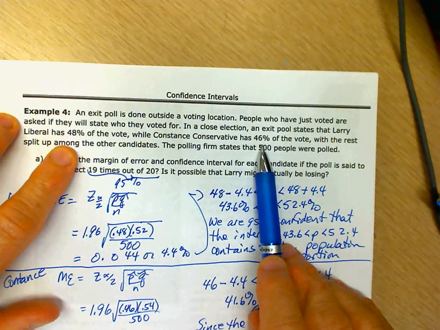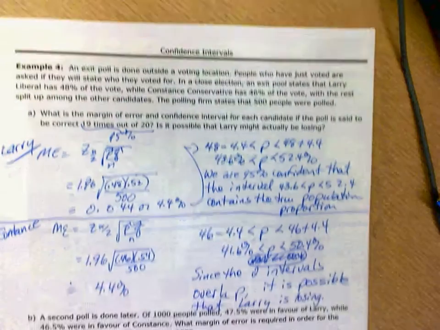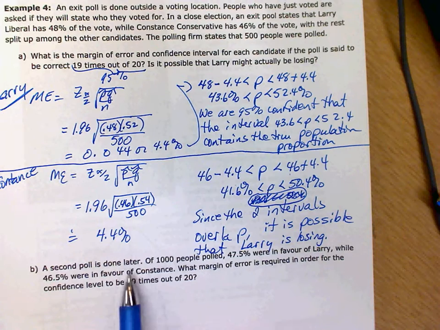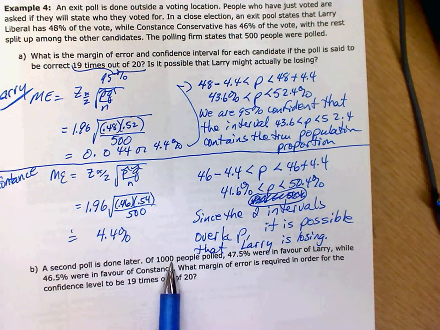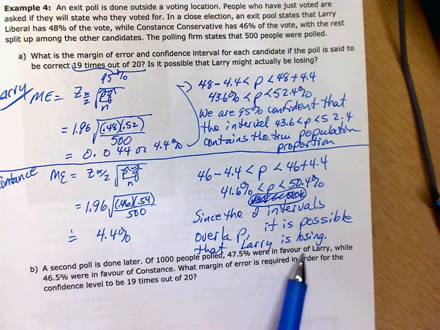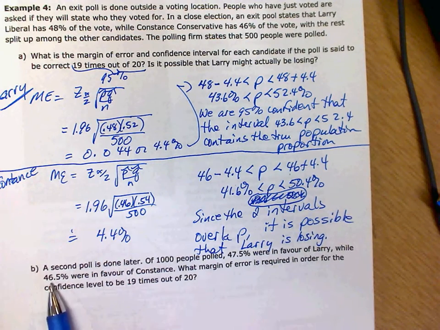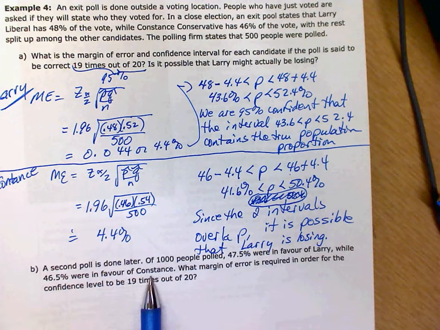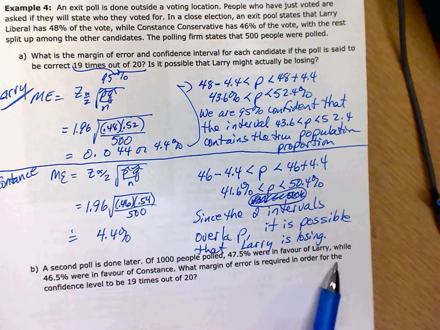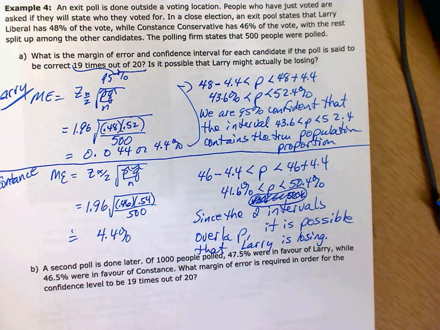A second poll is done later of 1,000. Now they're polling 1,000. 47.5% were in favor of Larry, while 46.5% were in favor of Constance. What margin of error is required in order for the confidence level to be 95%? Now let's do Larry and let's do Constance.